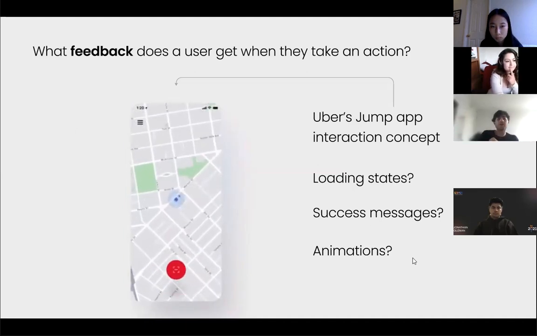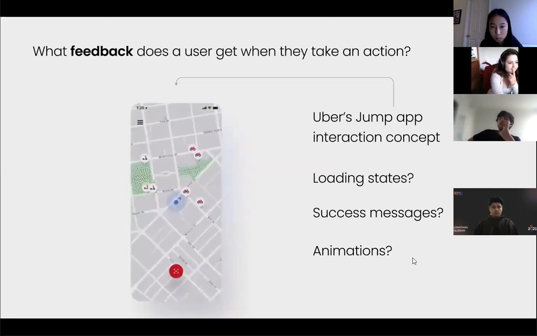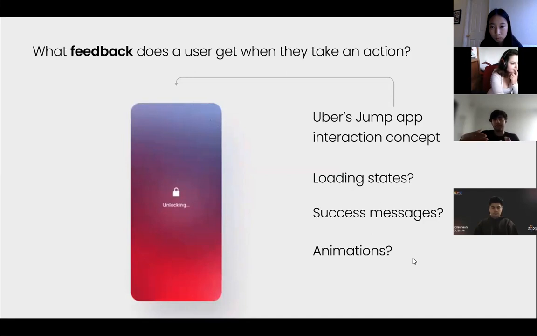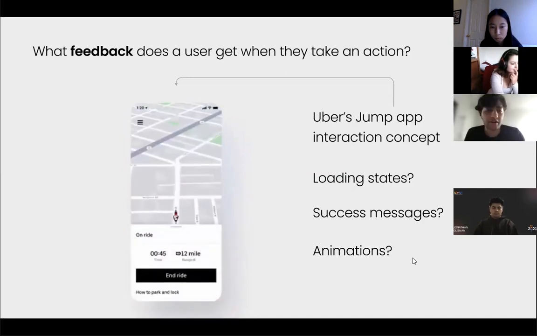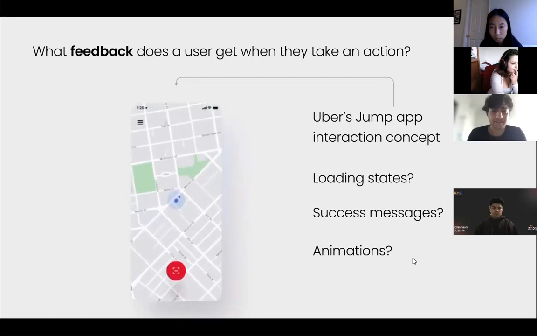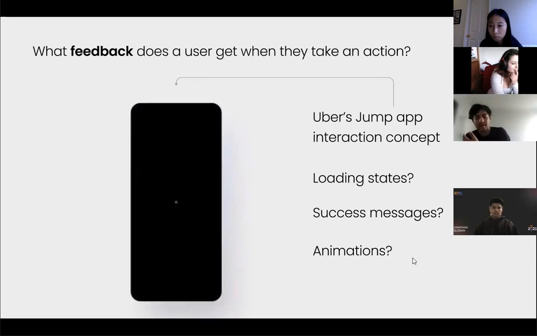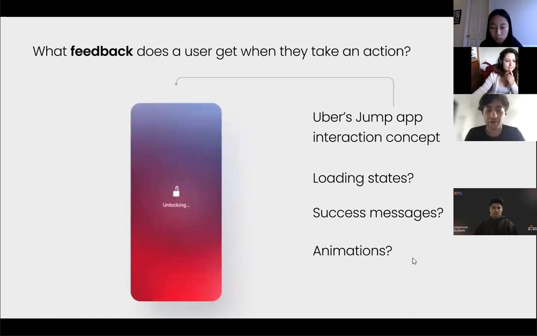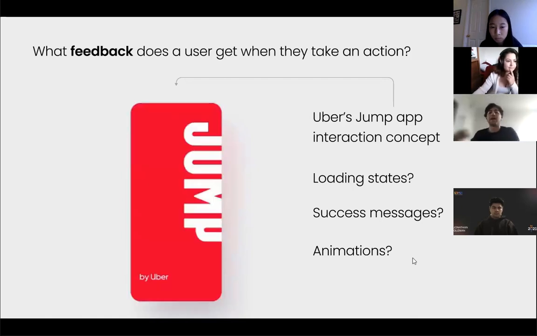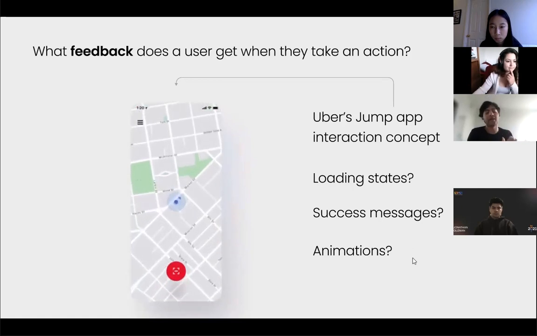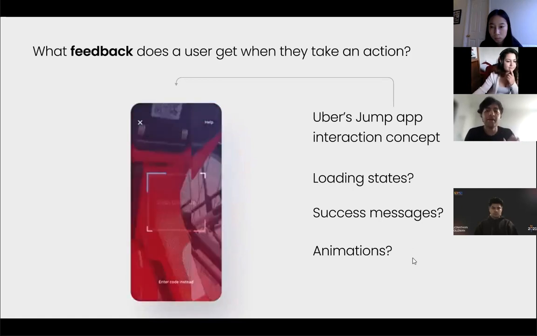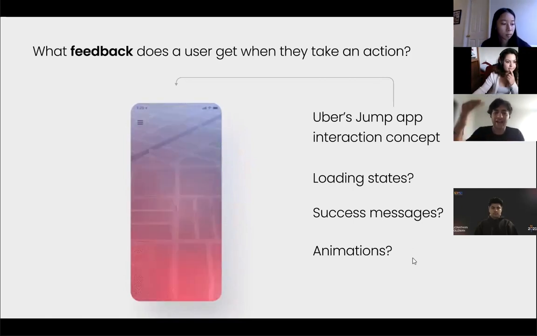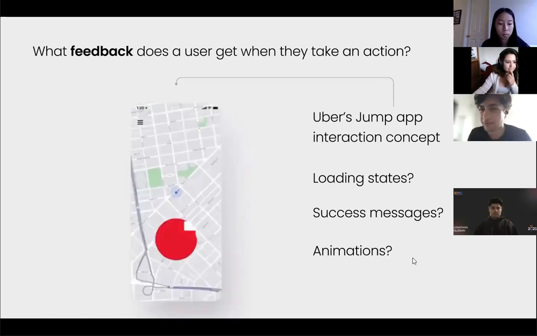So this is a concept for interaction that Uber released for their Jump app when they were exploring their scooter offering, a lot like Birds or Limes. I think Uber bought out Lime, so they're working with Lime now. But this was an interaction design concept for a potential Jump app, which after this they ended up just incorporating within the regular Uber app. But I wanted to use this to have you observe what feedback the user's getting when they actually take an action.